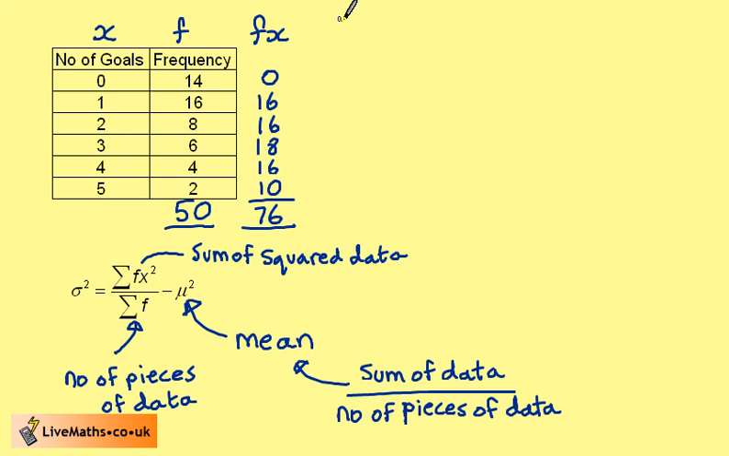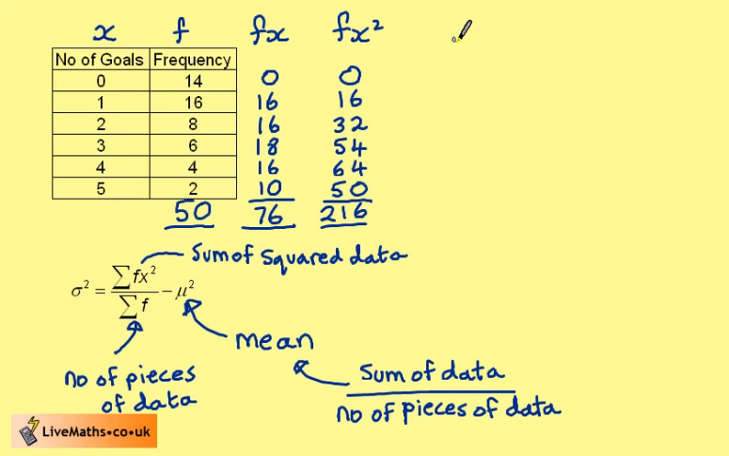0 times 0 is 0. 1 times 16 is 16. 2 times 16 is 32. Then we have 3 times 18, which is 54. 4 times 16, which is 64. And finally 5 times 10, which is 50. Adding this column gives us 216.